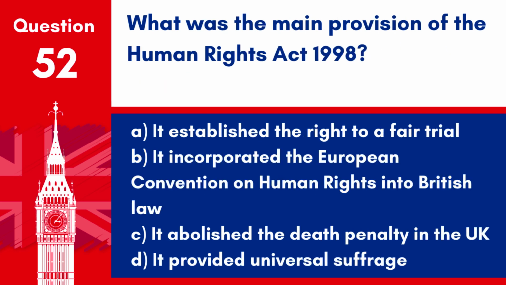Question 52. What was the main provision of the Human Rights Act 1998? A. It established the right to a fair trial. B. It incorporated the European Convention on Human Rights into British law. C. It abolished the death penalty in the UK. D. It provided universal suffrage. Answer: B. It incorporated the European Convention on Human Rights into British law. This act made it easier for UK citizens to access human rights protections.